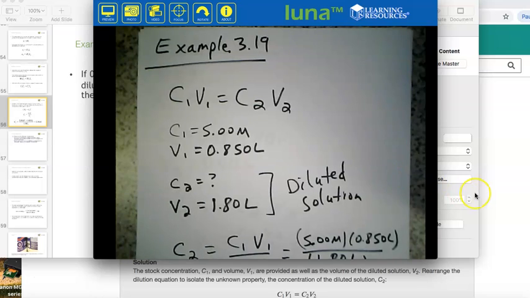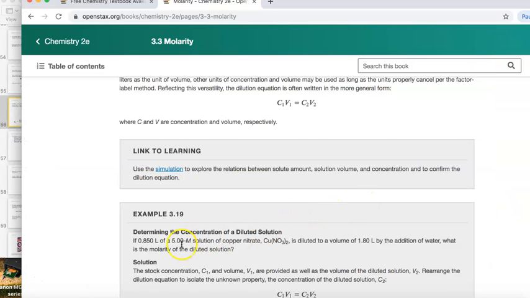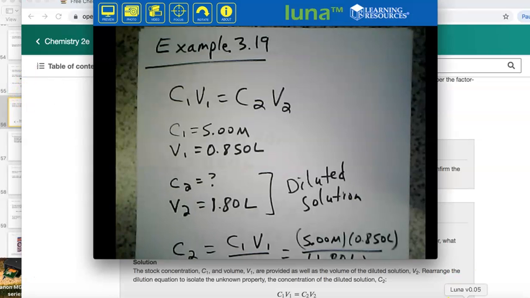Starting with my given information, if we go to our textbook here, it says we have a 0.850 liter solution with a concentration of 5 molar copper nitrate, and this solution is diluted to a volume of 1.8 liters by the addition of water. What is the molarity of the diluted solution?